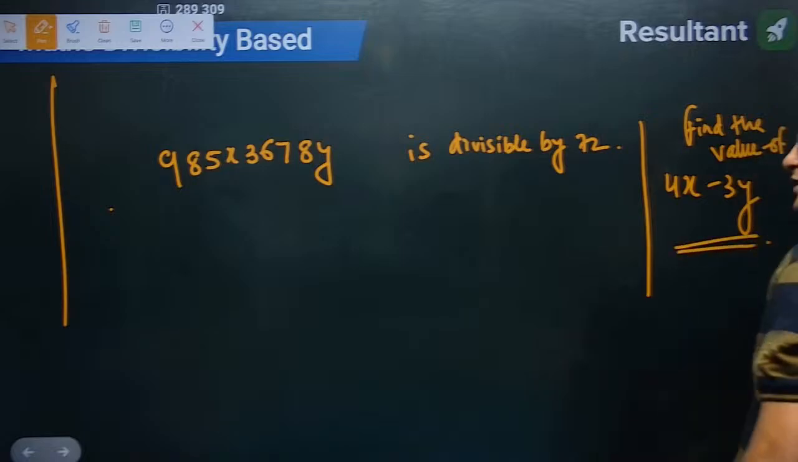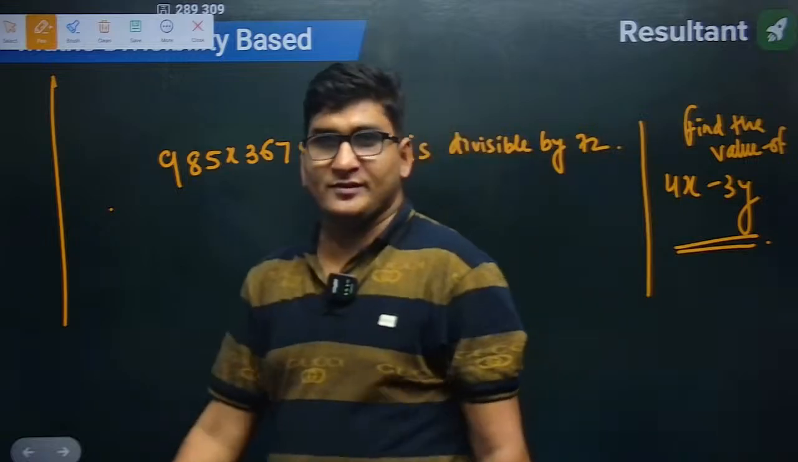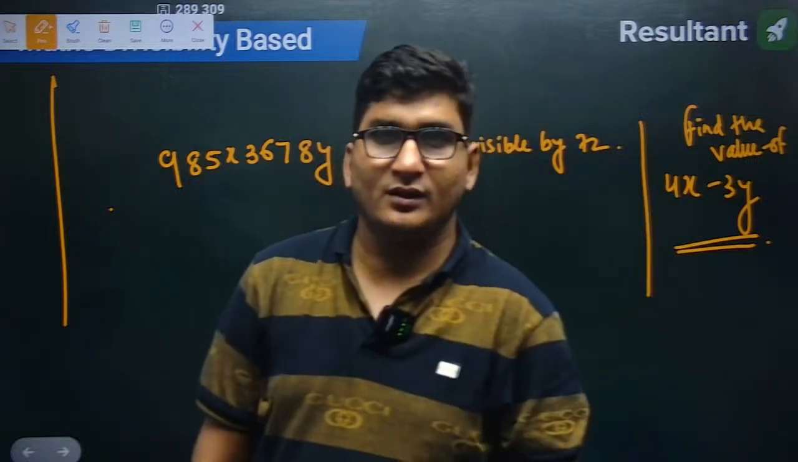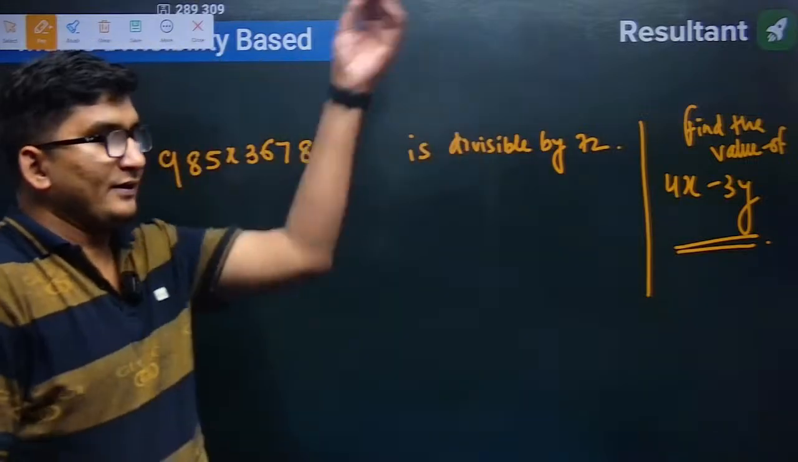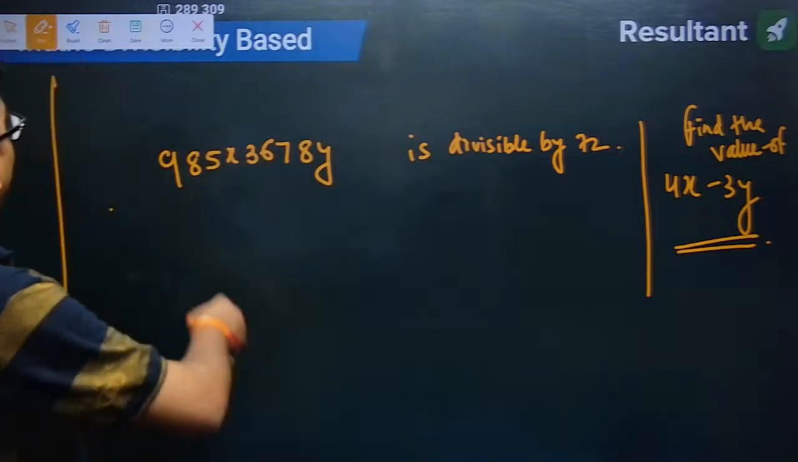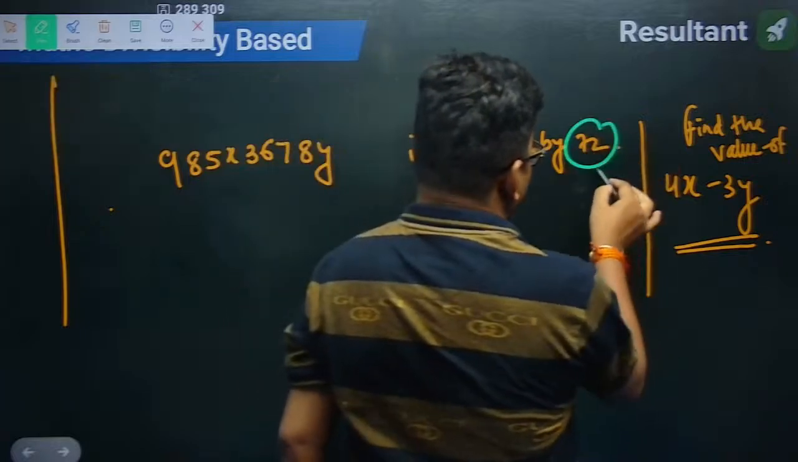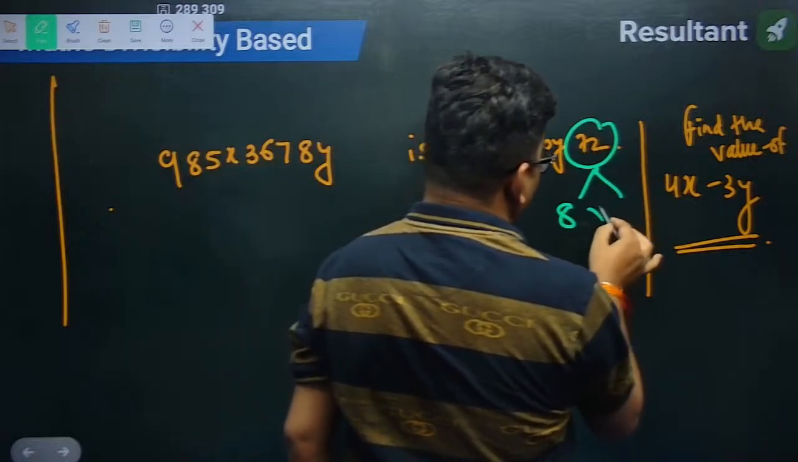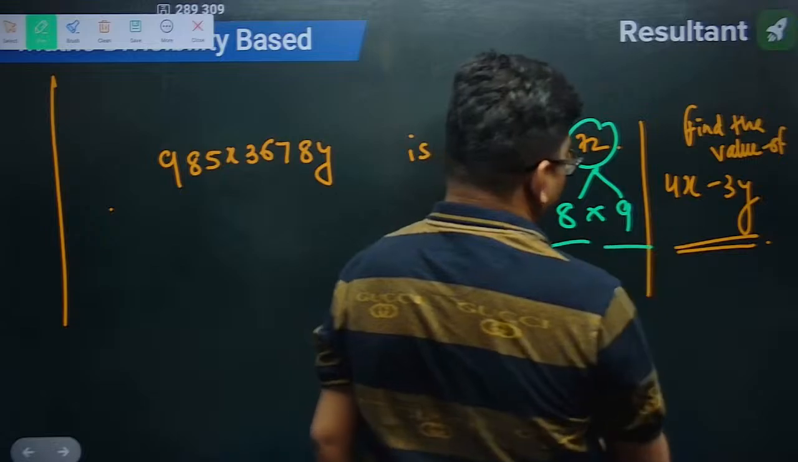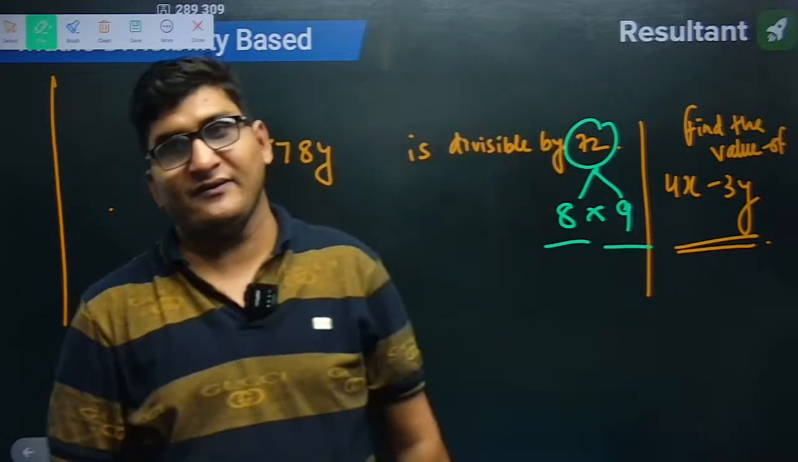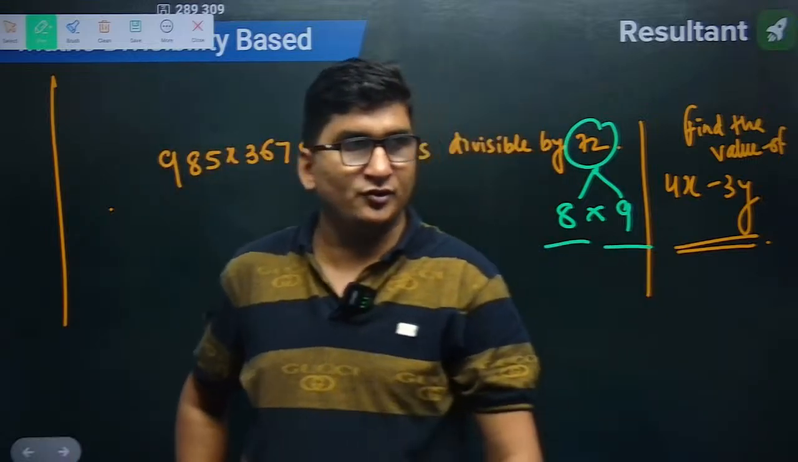Please try to solve this question. Try once. It's a very fantastic question, and you already know about the divisibility of 72. It's 8 multiplied by 9, so divisibility of 8 and 9 must be followed for the number to be definitely divisible by 72. You know this very well.